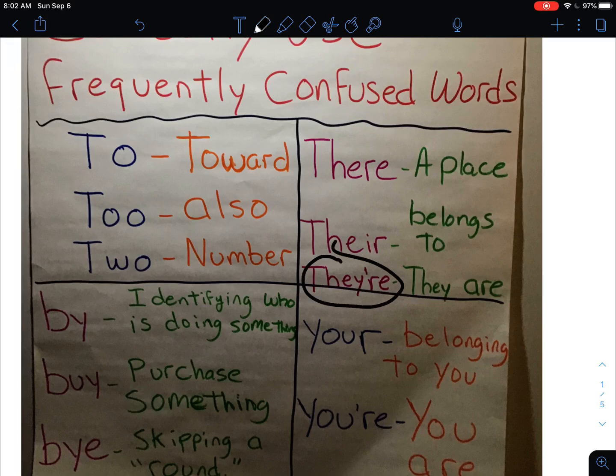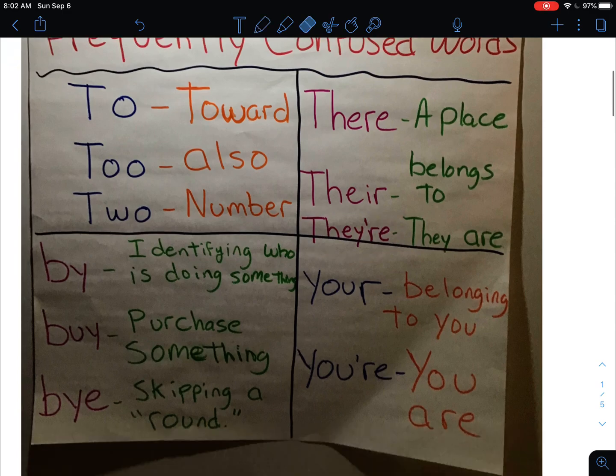And then the third one is a contraction. It's a combination of they and are. So they're, like they're going to the store. In other words, they are going to the store.